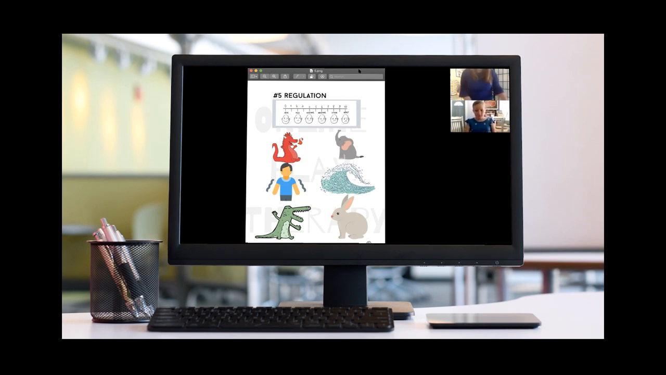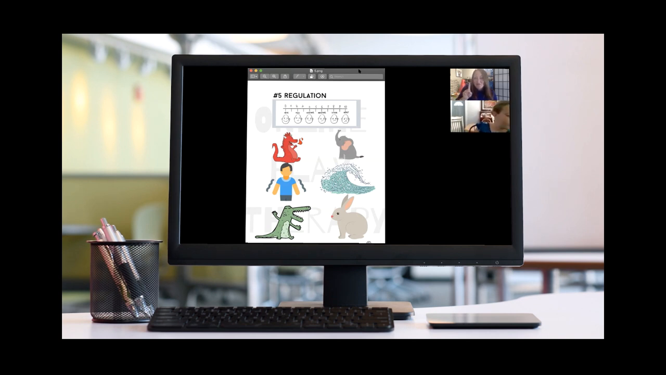Now we're going to do the sway. Breathe in through your nose and out through your mouth. In through your nose and out through your mouth. Okay. How are you feeling in your body? Good.